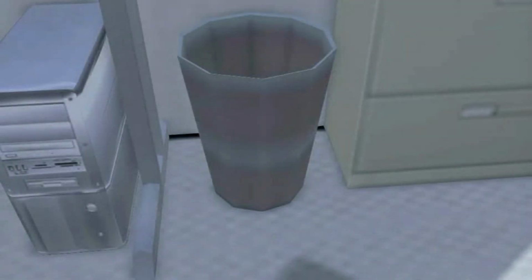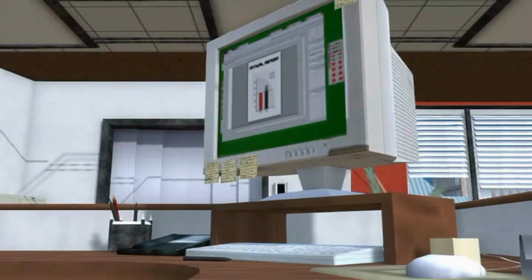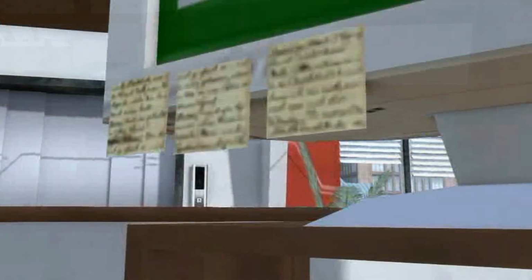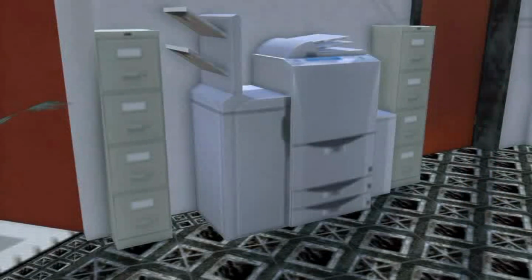This is a waste bin. This is a computer. That is the meeting room. This is a keyboard. These are post-its. That is the lift. That is a photocopier.